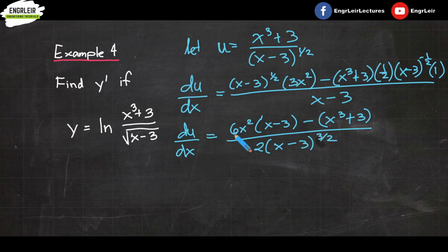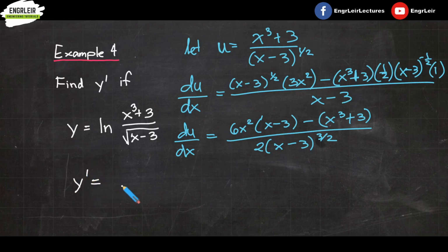Ayan, no? Yung derivative niya would be 6x squared tapos times the quantity x minus 3 minus x cubed plus 3. May plus yon. Okay, yung kanina plus yon. All over 2 times x minus 3 raised to 3 over 2. Ito yon pag sinimplify mo tong derivative ng u. Now, meron na tayong u. May derivative na tayo ng u. Magagawa na natin yung y prime.